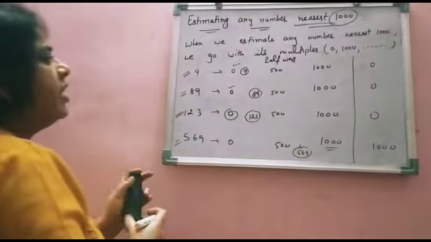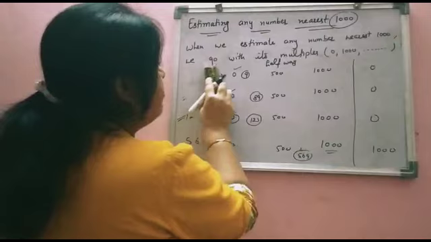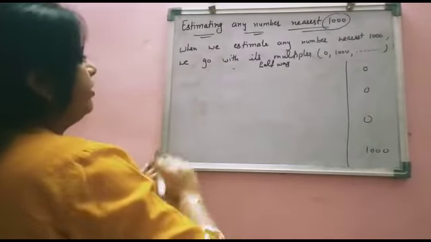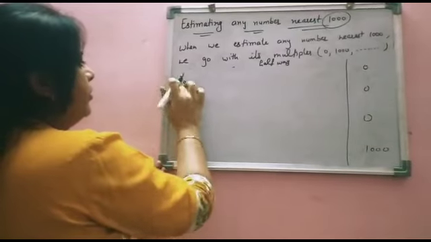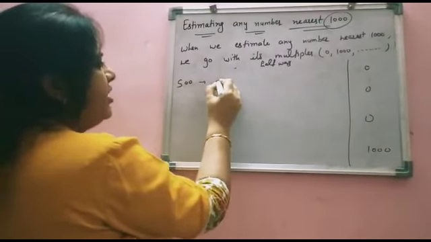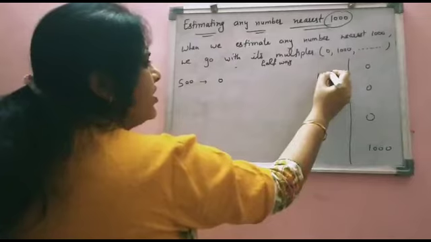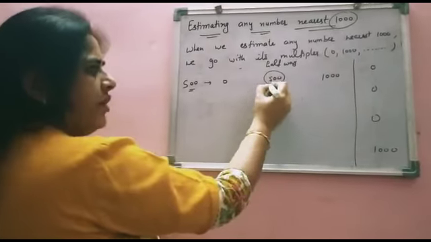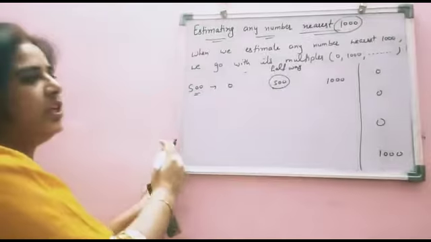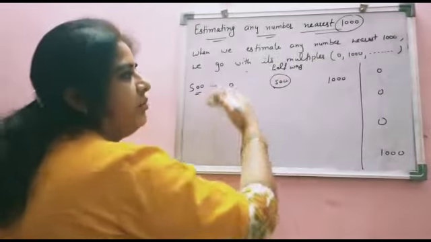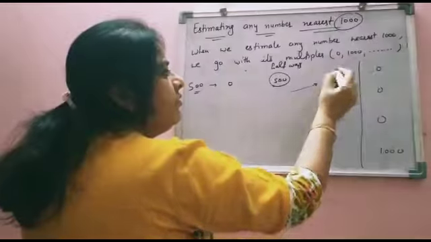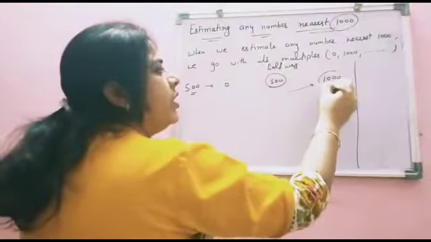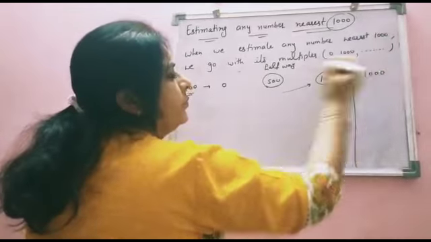But just suppose we are taking a 3-digit number, which one is exactly halfway? Like 500. So it lies between 0 and 1000. What is the halfway? 500. So the number itself is the halfway. In the same way, it will not go back, it will go to the next. So when it is estimated to nearest 1000, it will be 1000 only.